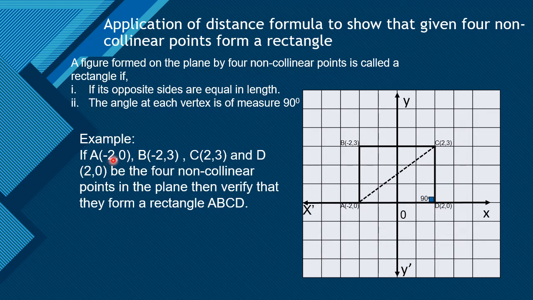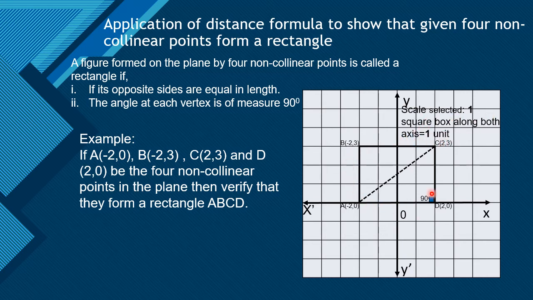If A with the coordinates -2, 0, B with the coordinates -2, 3, C with the coordinates 2, 3, and D with the coordinates 2, 0 be the 4 non-collinear points in the plane, then verify that they form a rectangle ABCD. So students, here we have just plotted these points by selecting the scale as one square box along both axes is equals to 1 unit.